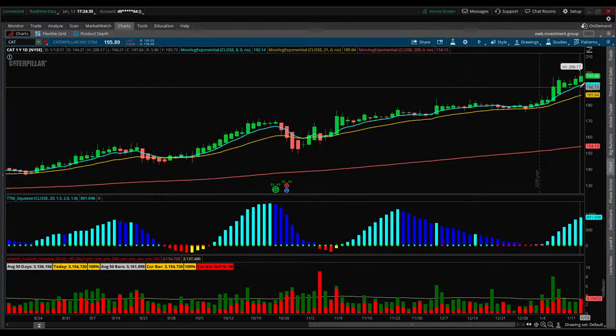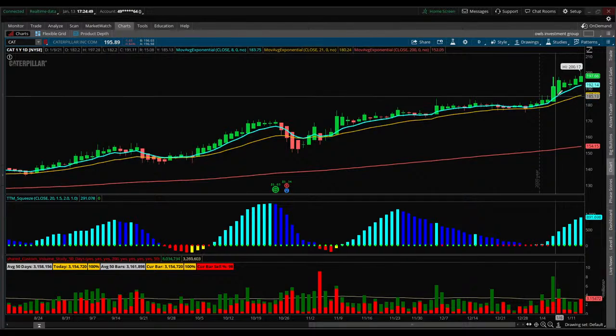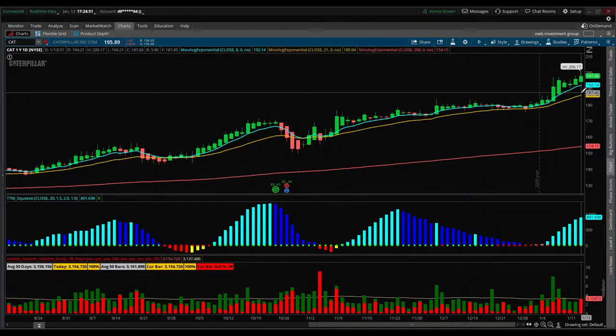Now, if we break the 8, we're going to get a little tactical, right? We're not going to get freaked out. We're not going to sell our positions if you have time. We're going to get a little more strategic, okay? Because if we're still holding above the 21, that is okay, whether you have a long-term stock or even a short-term position. We're okay.